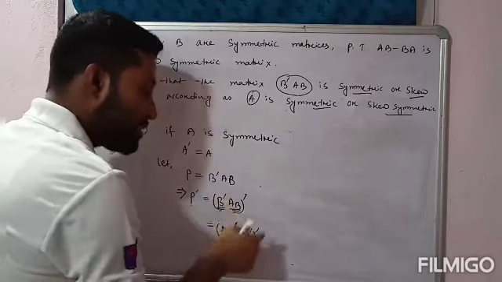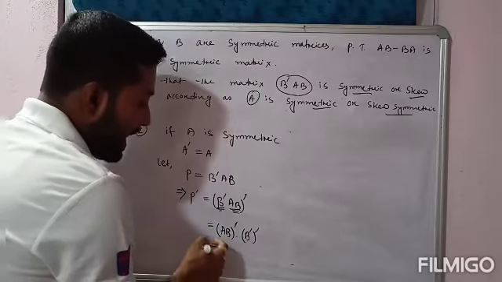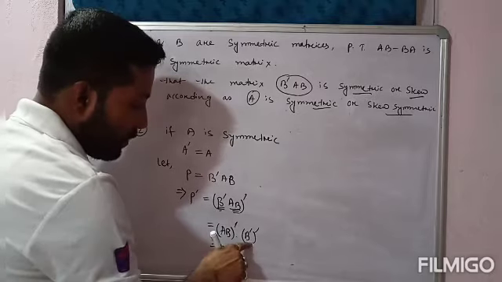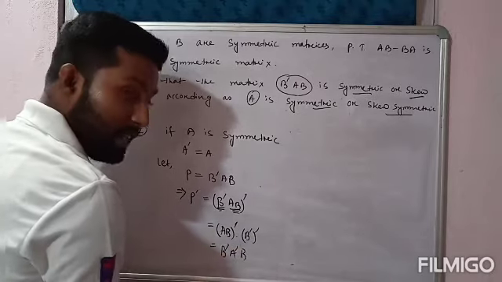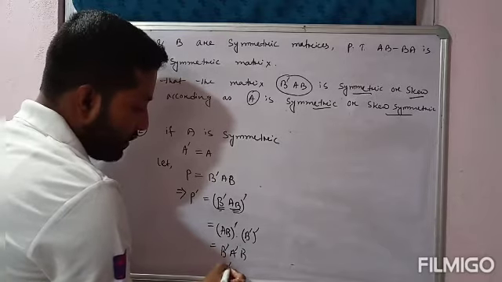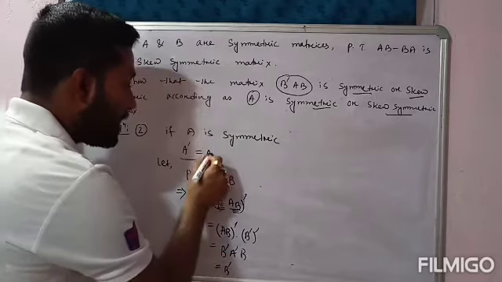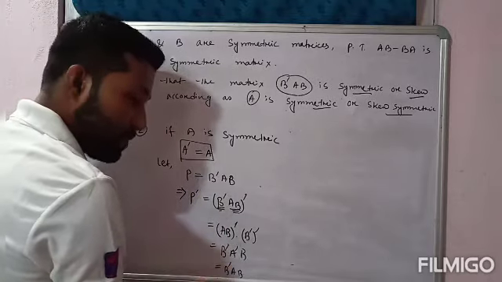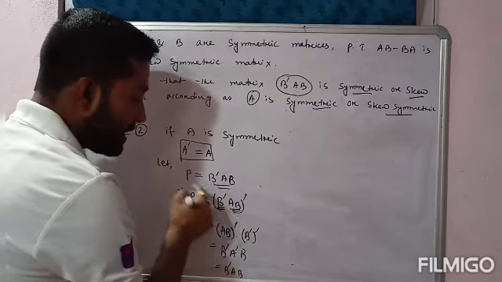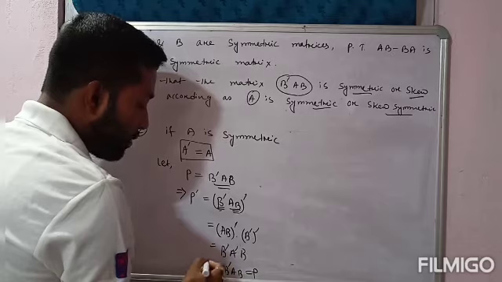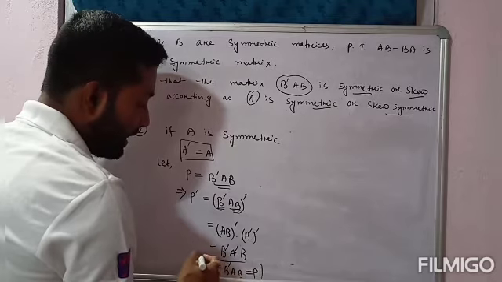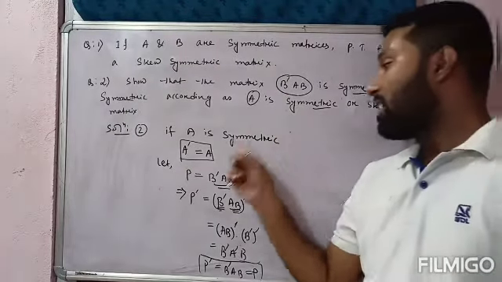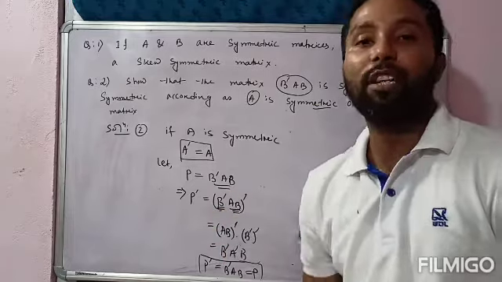Already B का transpose है, so B transpose whole transpose हो जाएगा. Again, AB whole transpose can be written as B transpose A transpose, and we all know B transpose transpose equal to B only. So this is equal to B transpose A transpose equal to what? Since A is a symmetric, so A transpose can be replaced by A. So B transpose AB, and this B transpose AB is nothing but the value of P only. So P transpose is equal to P. Therefore, we can say that if A is a symmetric matrix, then B transpose AB is also a symmetric matrix.